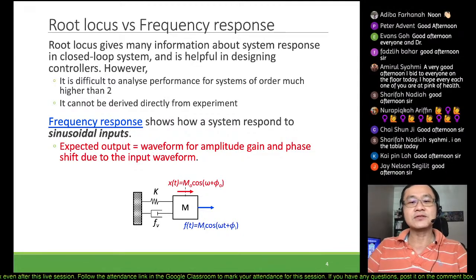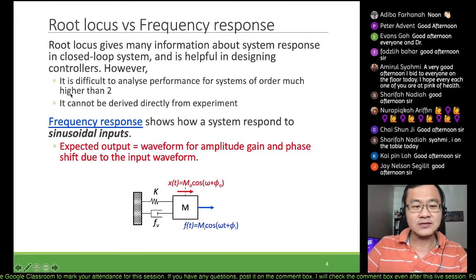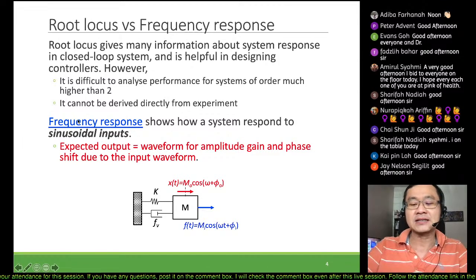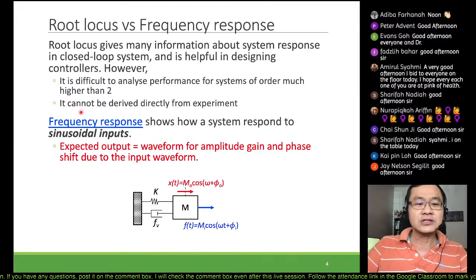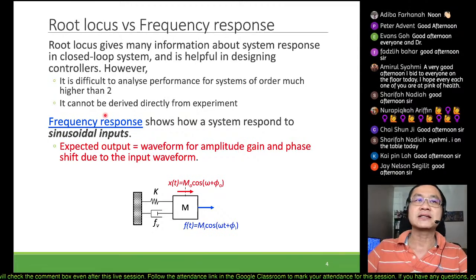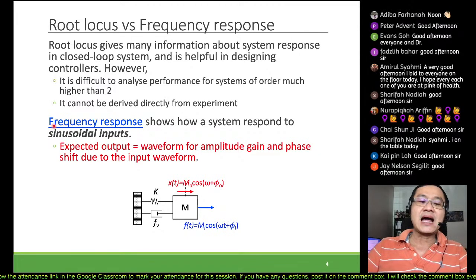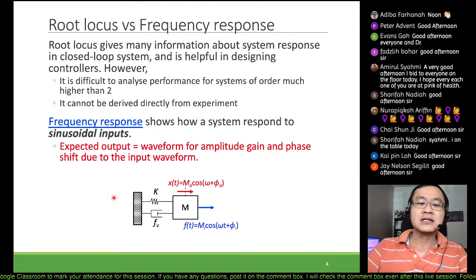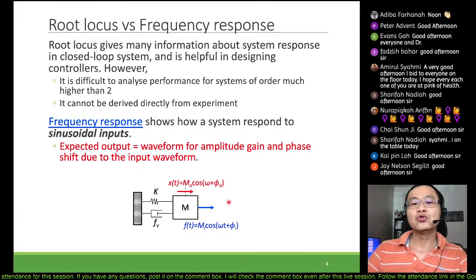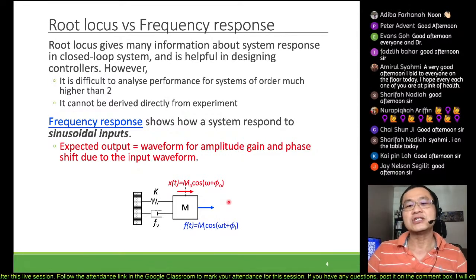So what is the frequency response? Frequency, as the word says, refers to how frequently it repeats a cycle. Instead of the typical inputs that we usually use, like the step and the ramp, we would use another kind of input, a sinusoidal, oscillating type of input, to see how the system responds and generates the output, such that we will be able to analyze it. We call this the frequency response technique.